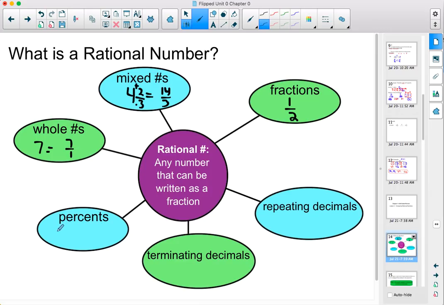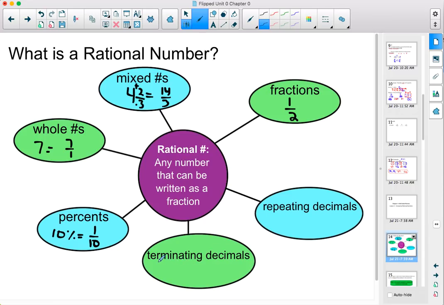Percents are rational numbers because they can be turned into fractions as well. We're going to see that a little later today. For example, 10% can be changed into the fraction 1/10. So we will see that in a minute or two. Last but not least, a lot of people just want to jump and say that all decimals are rational. That is not true. Only 2 types of decimals are rational numbers.